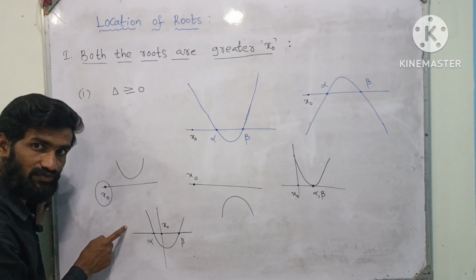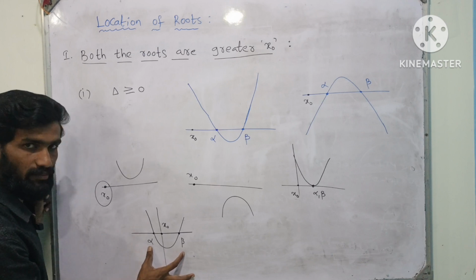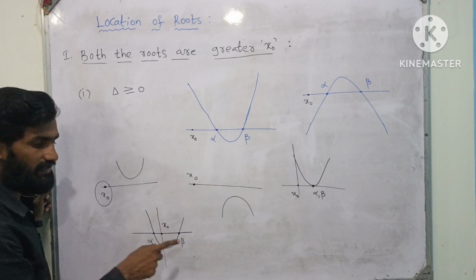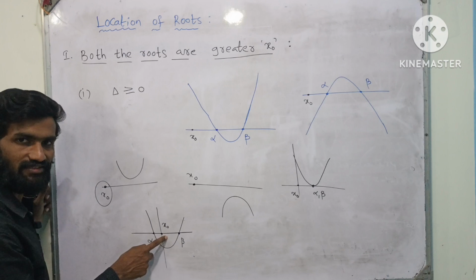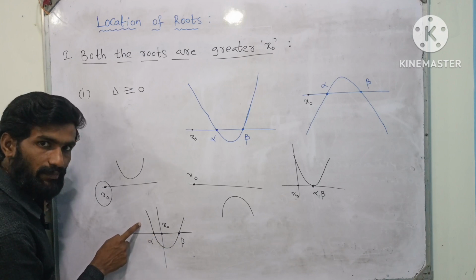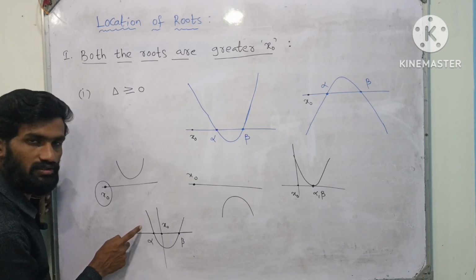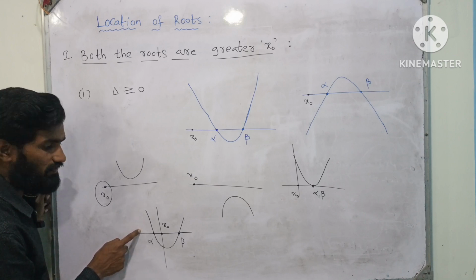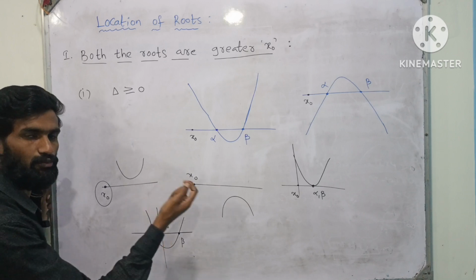But we need to eliminate this one. Why do we need to eliminate this one? Here alpha, beta are not greater than x naught. Only beta is greater than x naught. Alpha is less than x naught. Therefore, if we want to eliminate this one, we need to take one more condition.